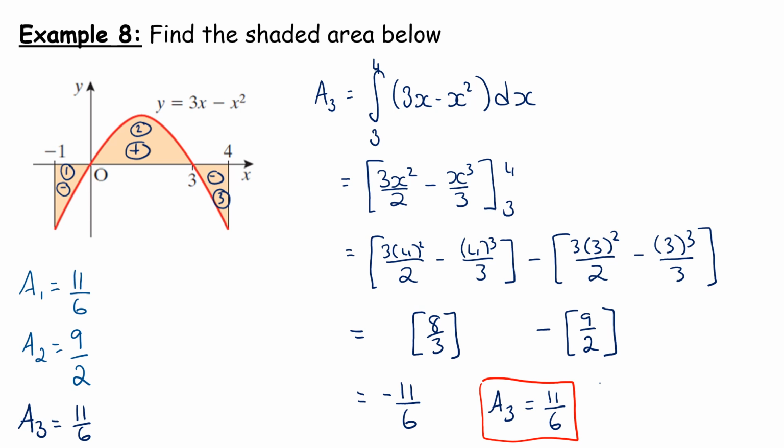Now, as I said at the start, if we were going to try and do that integration in one piece, we would be in trouble because the areas for the first and the third section will come out as negative, and they would end up being subtracted rather than added. So the area is 11 over 6 plus 9 over 2 plus 11 over 6. And that gives us a final answer of 49 over 6 square units.